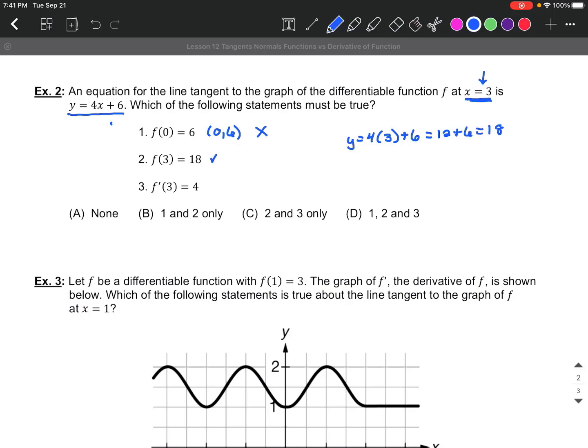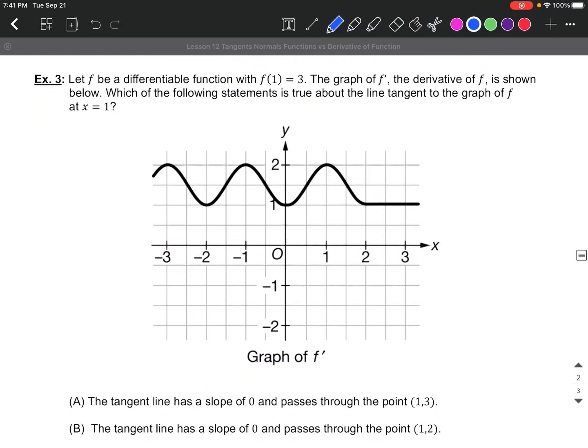This one is true. Now, does the derivative of f at 3 have to be 4? Well, here's the thing. The derivative is the slope of the tangent line. Is 4 the slope of the tangent line at x equals 3? Well, if you look at the tangent line, that slope is 4. So yes, this one is true. So 2 and 3 have to be true statements, but I know nothing about f of 0. Okay, let's look at the next one.